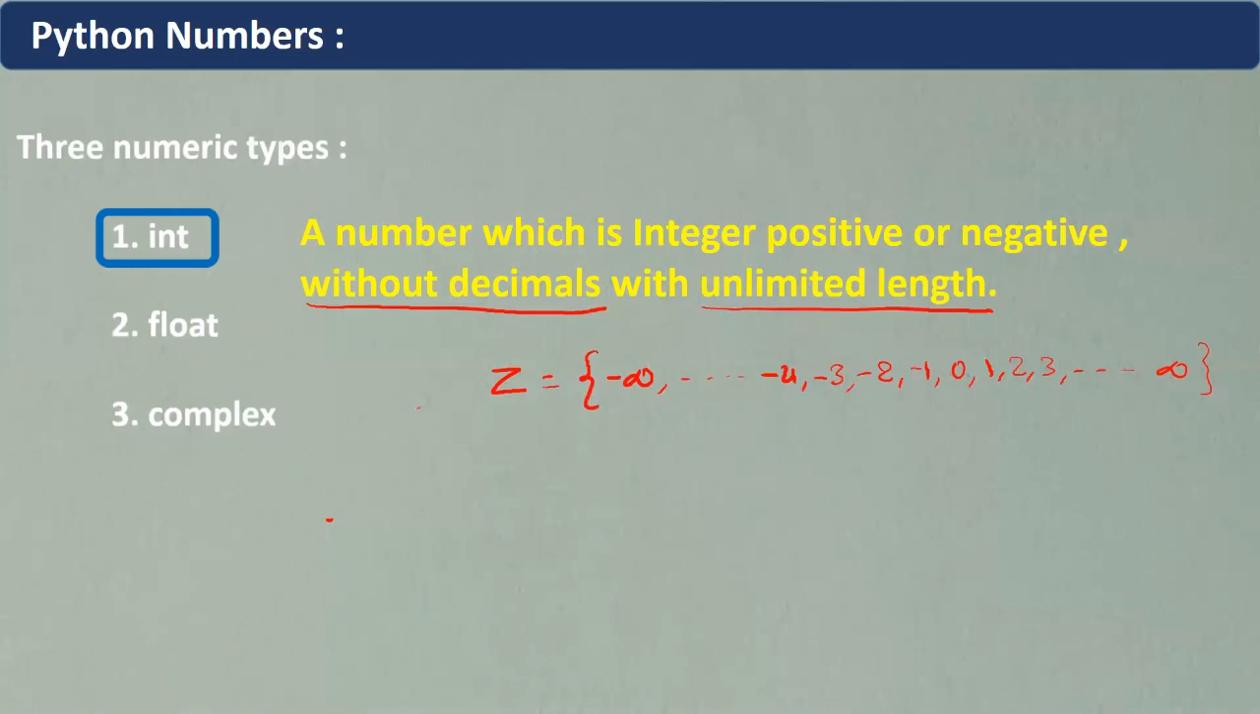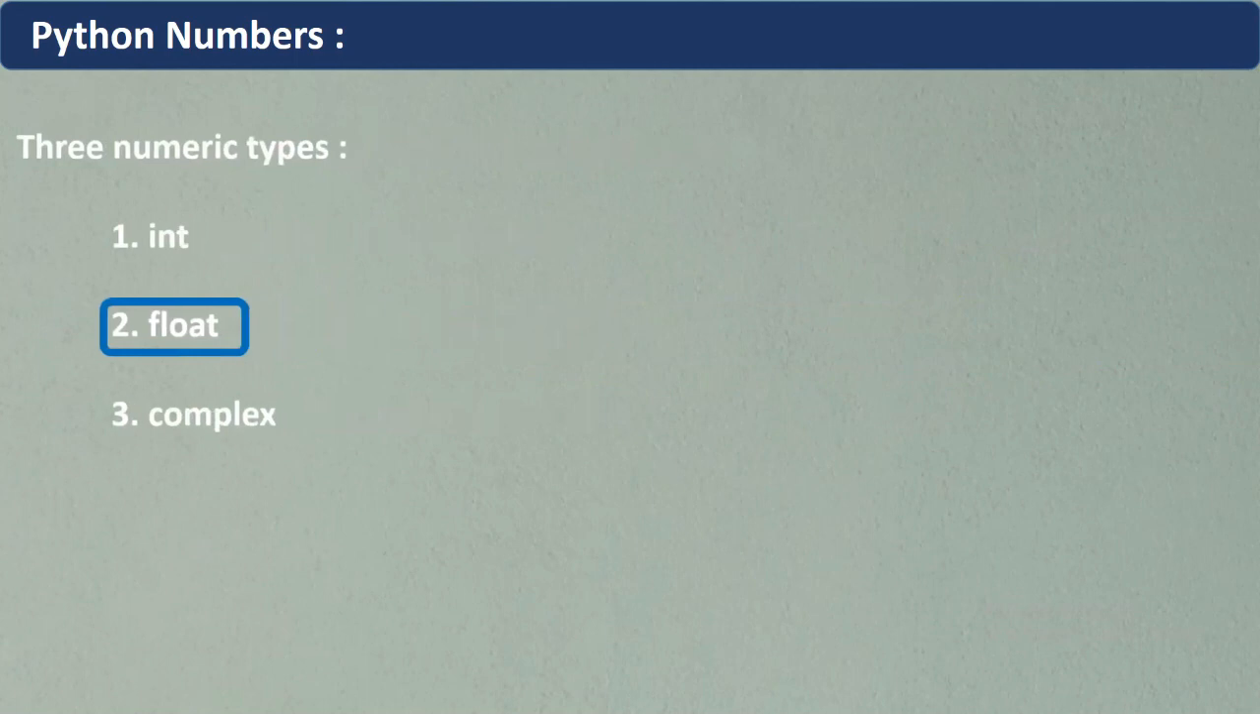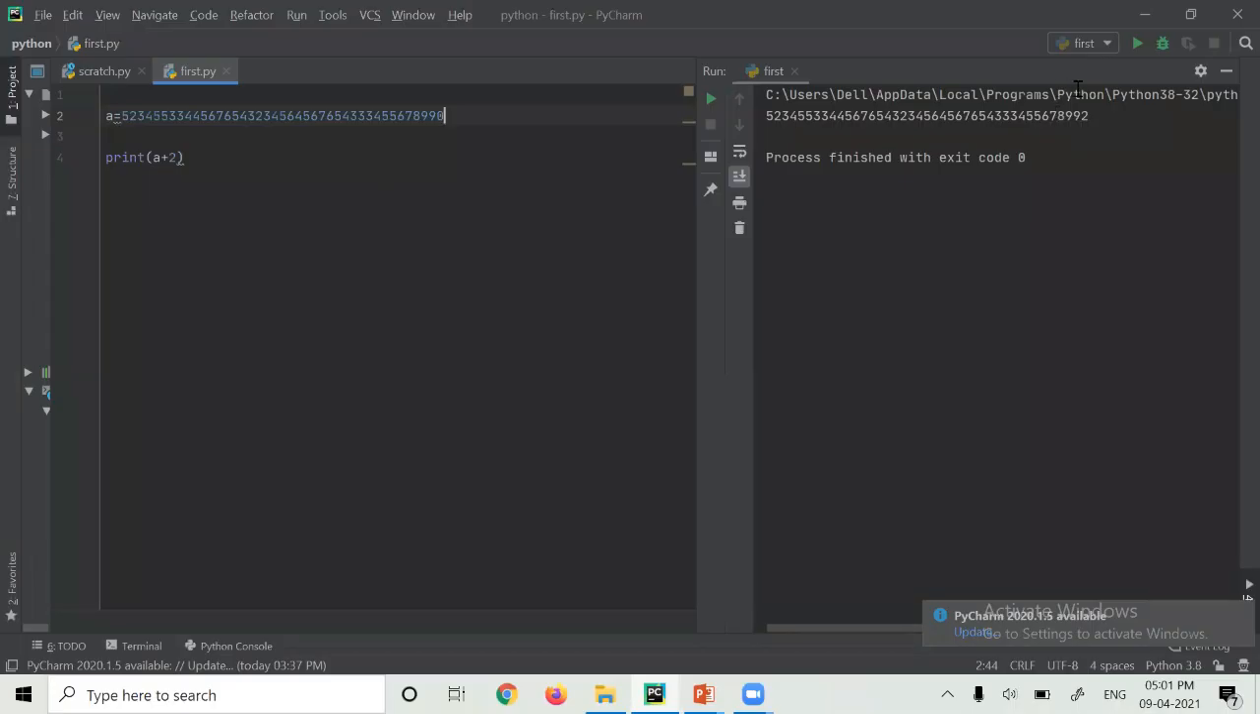Then the next one is float. What is a float? Here you can see a float, or floating point number, is a number, positive or negative, containing one or more decimals. Even in this case, a float can have any number of decimal positions. Again, this feature is not available in C, C++ or Java. You have some range there, and within that range you have to give the value.